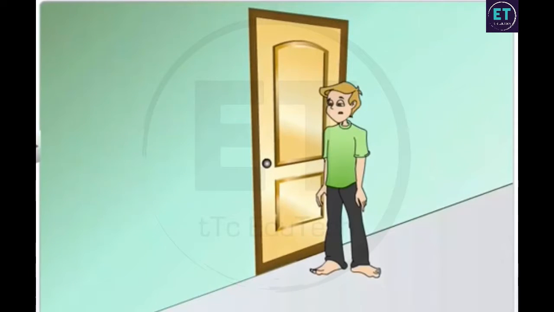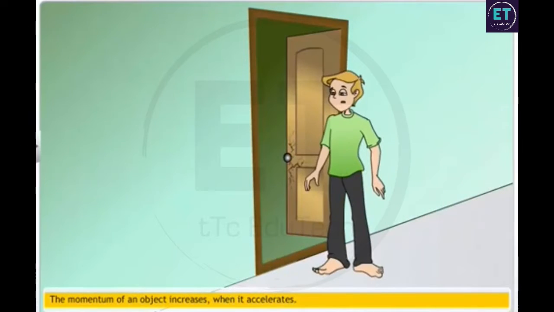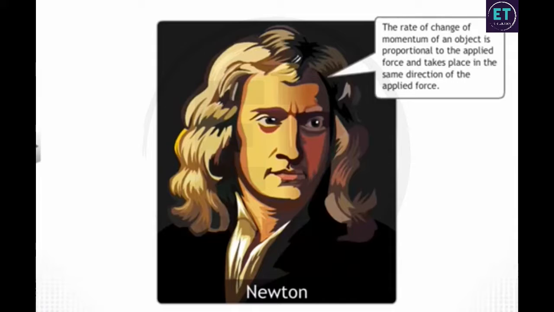Another example is when actors in movies perform stunts, such as breaking down a door. The momentum of an object increases when it accelerates. Therefore, the rate of change of momentum depends on the acceleration of the object. Newton's second law of motion states that the rate of change of momentum of an object is proportional to the applied force and takes place in the same direction as the applied force.